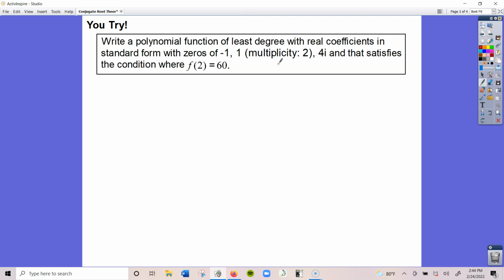So first we need to write out our linear factorization. Since I know that 4i is a root, negative 4i is also going to be a root. If negative 1 is a root, in order to turn it into our factor, we would need to make x minus negative 1 equal to 0. So I would have to add the 1. So my factor would be x plus 1. Then if x equals 1, I would have to subtract 1 in order to make this equal to 0, so x minus 1. Since it has a multiplicity of 2, that means there are 2 factors of x minus 1.